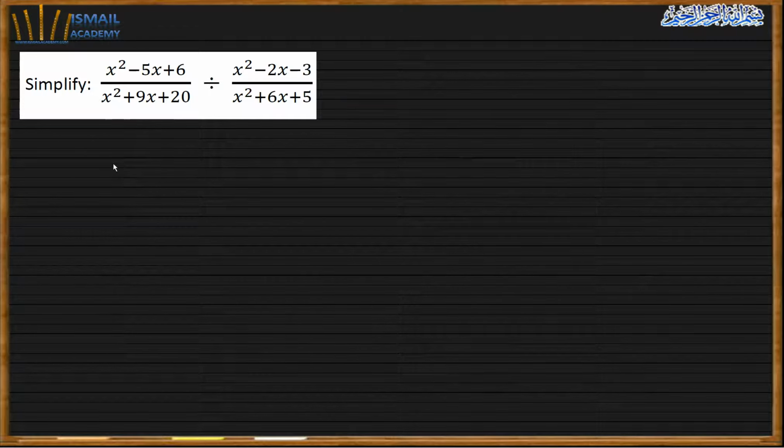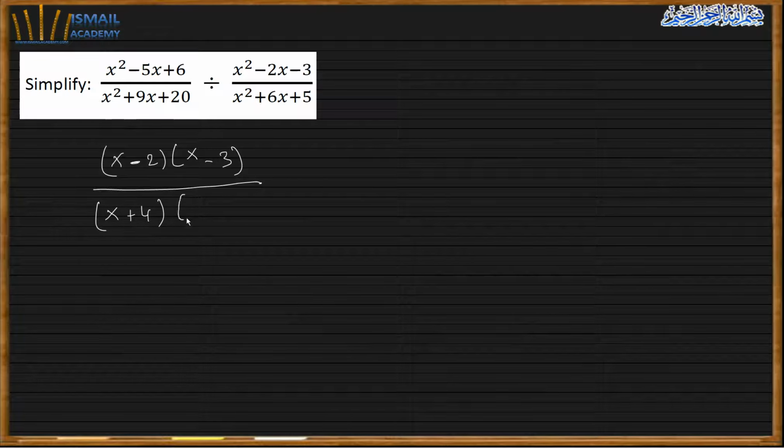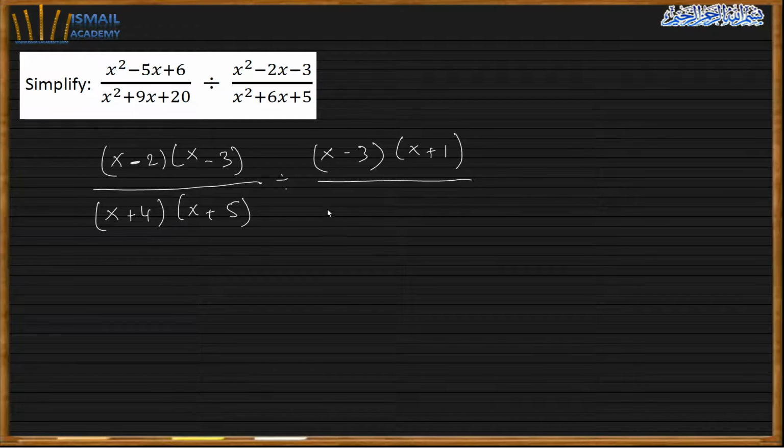So here, to factor the first one, I will have x minus 2 times x minus 3. Why? Because it's positive, so the bottom will be negative. The bottom is going to be x plus 4 and x plus 5, divided by x minus 3, x plus 1, and here is going to be x plus 1 and x plus 5.